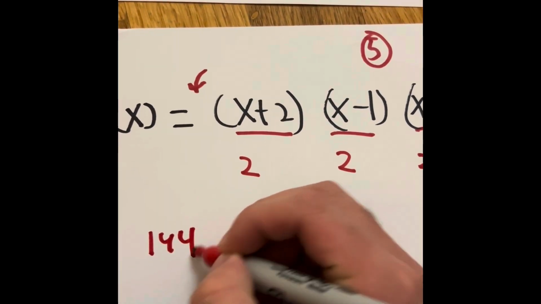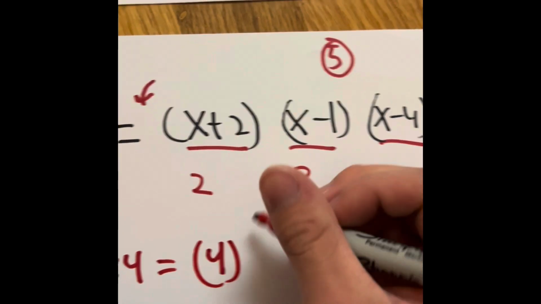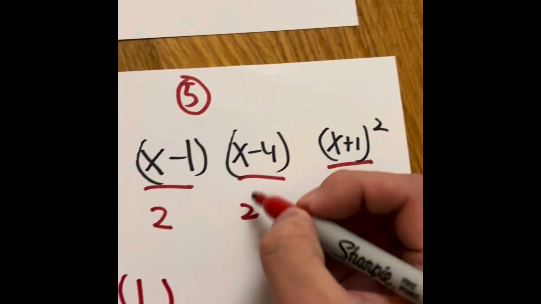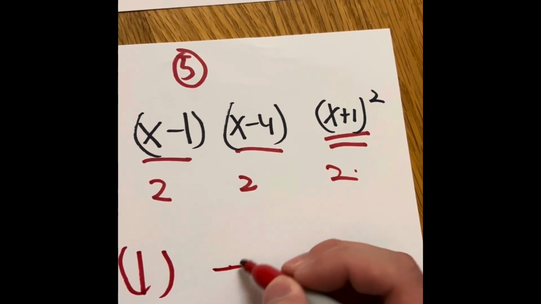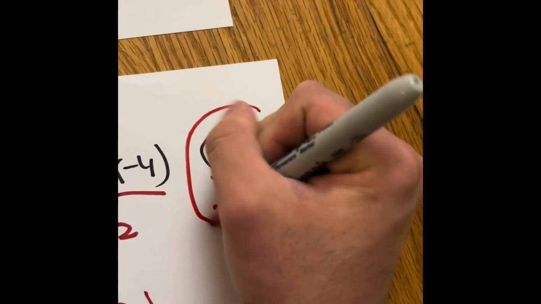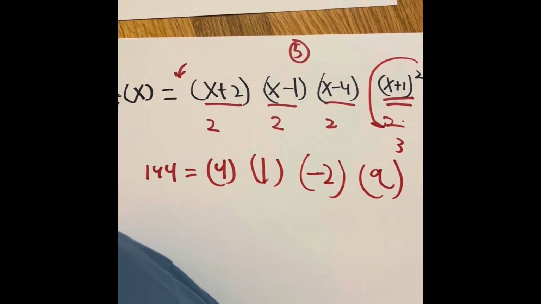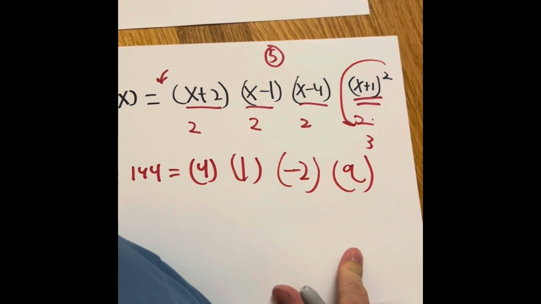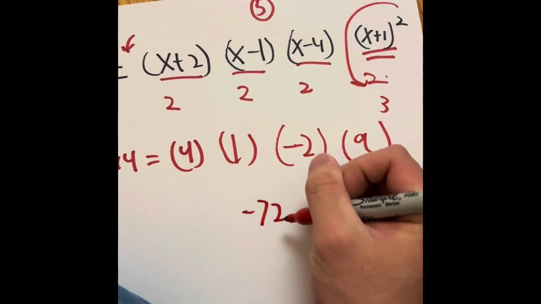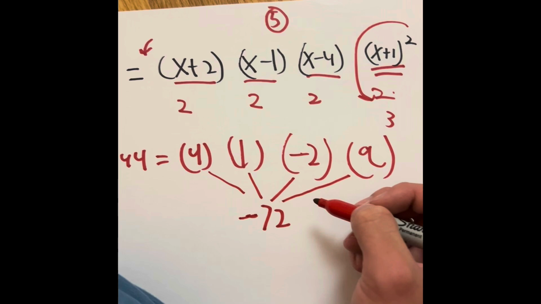So, 144 is going to equal 2 plus 2 is 4. Multiply that by 2 minus 1 is 1. Multiply that by 2 minus 4 is -2. Multiply by 2 plus 1 is 3. 3 squared is 9. So, we just multiply these 4 numbers. When we do that, we are going to get an answer right here of negative 72. So these multiplied together is going to equal negative 72.